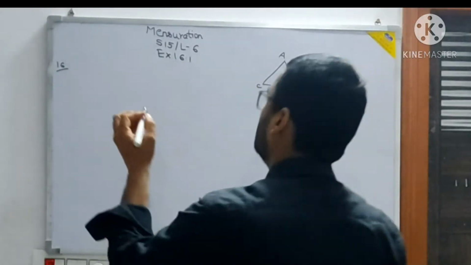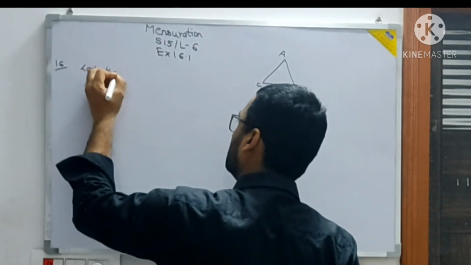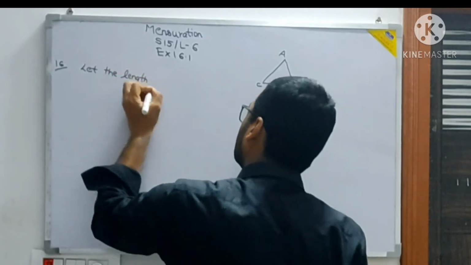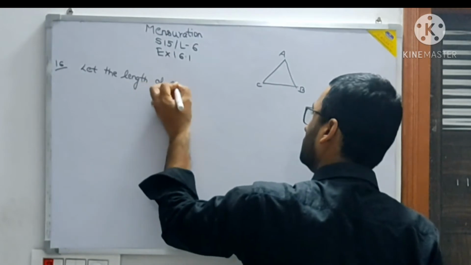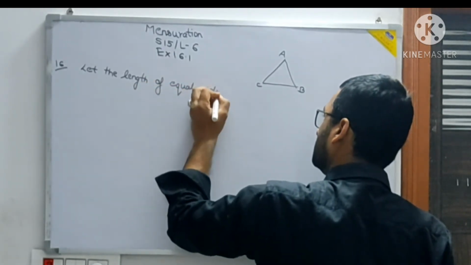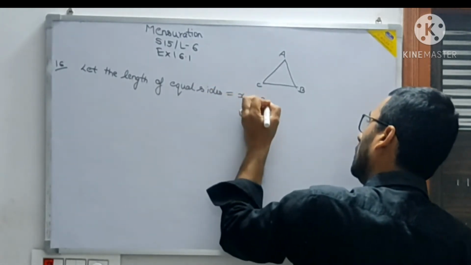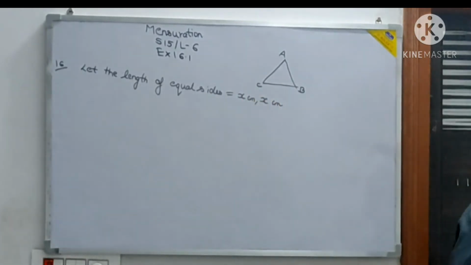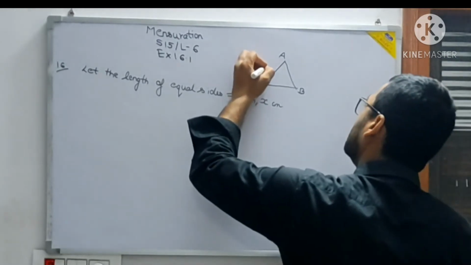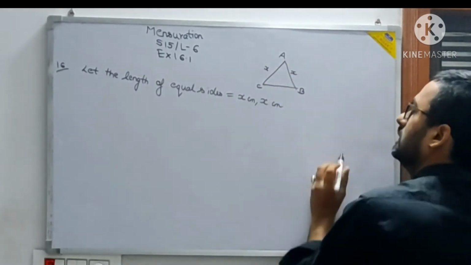So let the length of equal sides be x centimeter, x centimeter. Two sides are the equal sides. Okay, so this will be x and this also will be x.